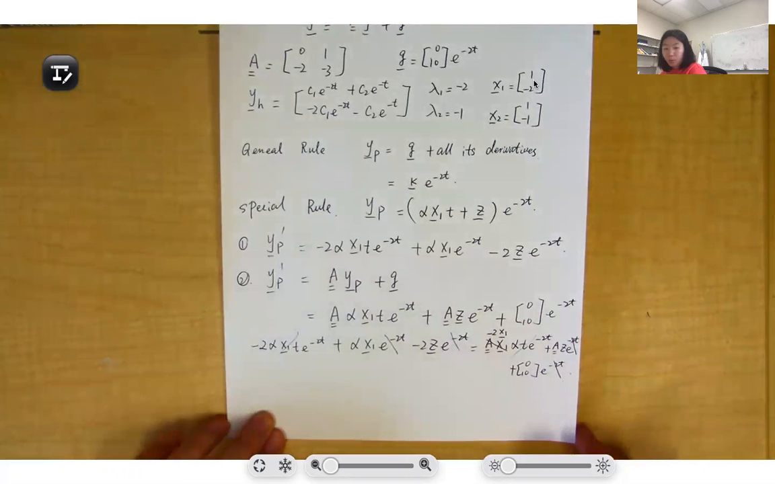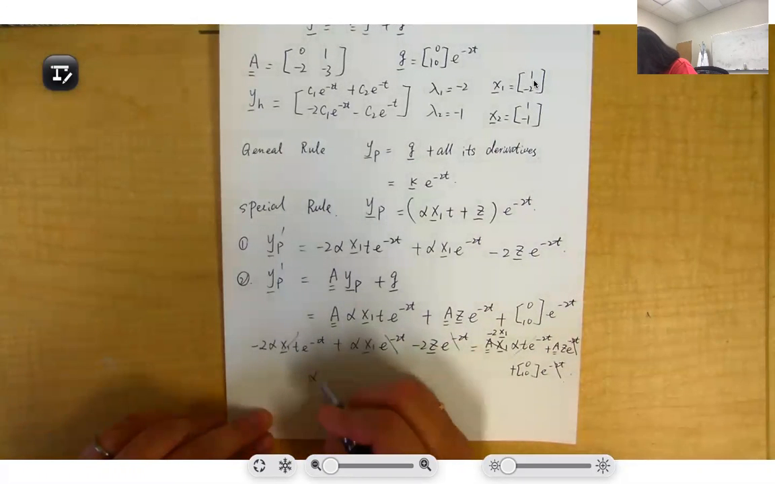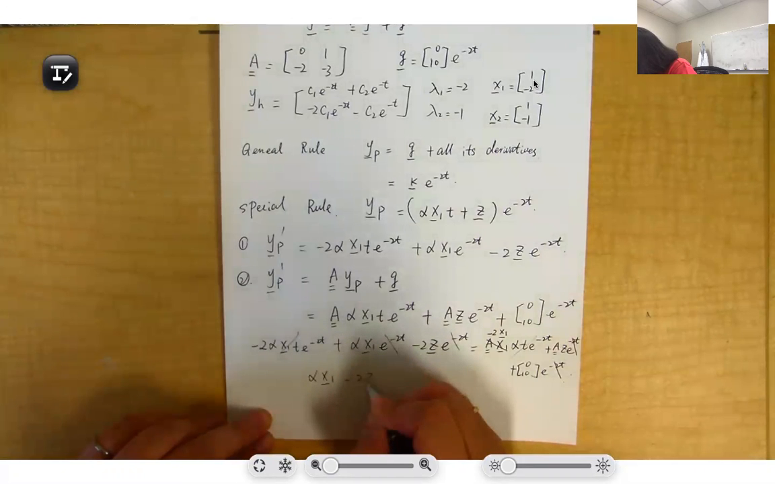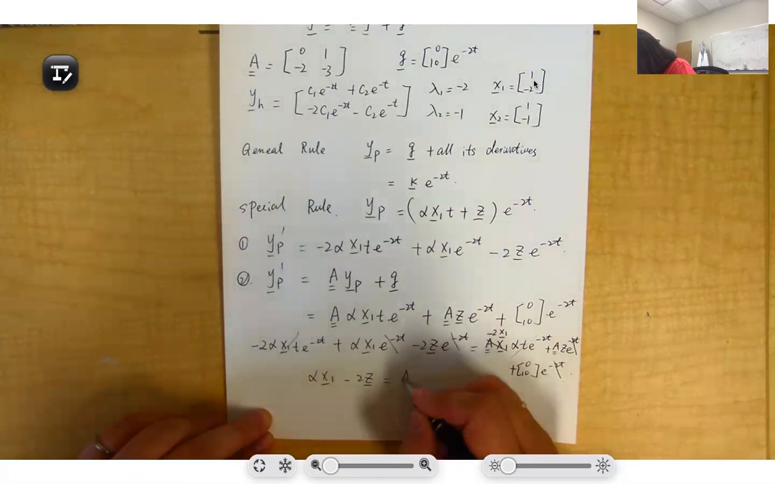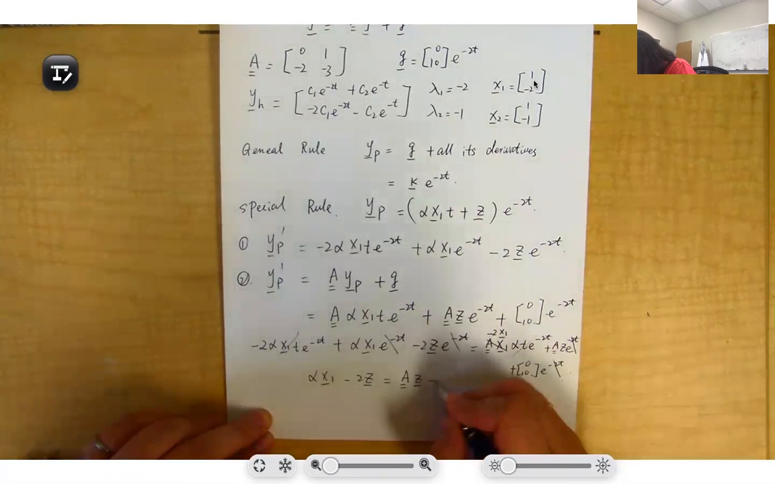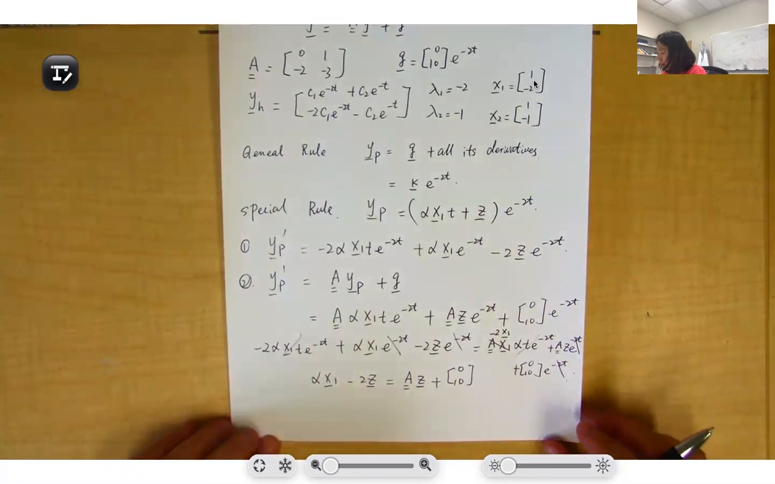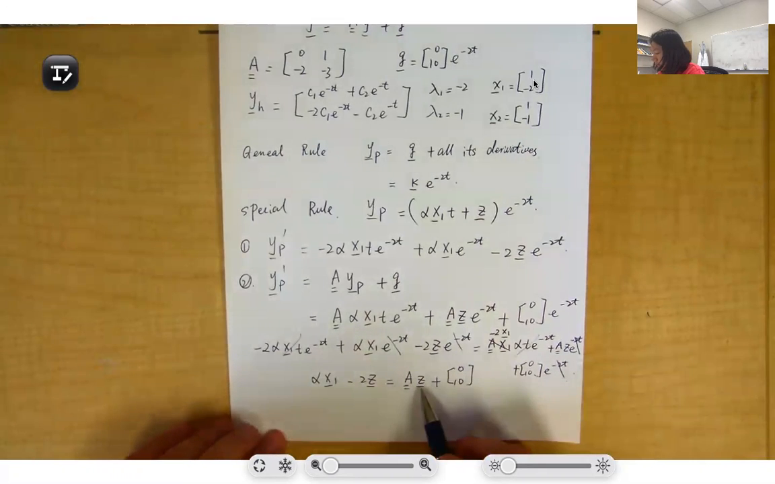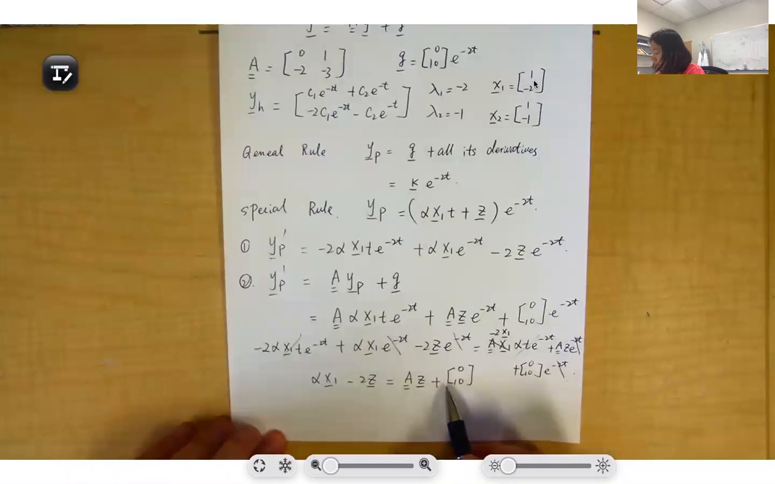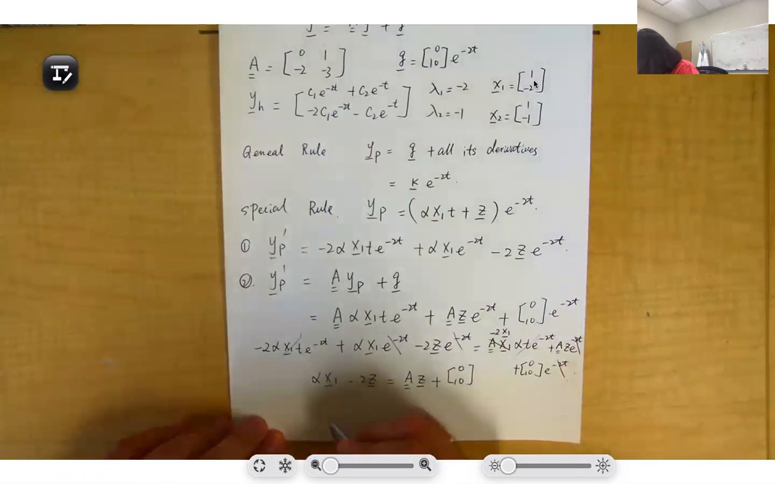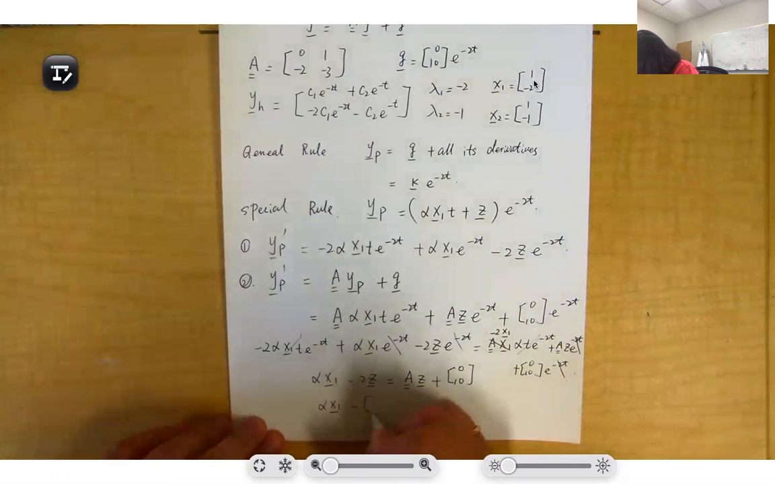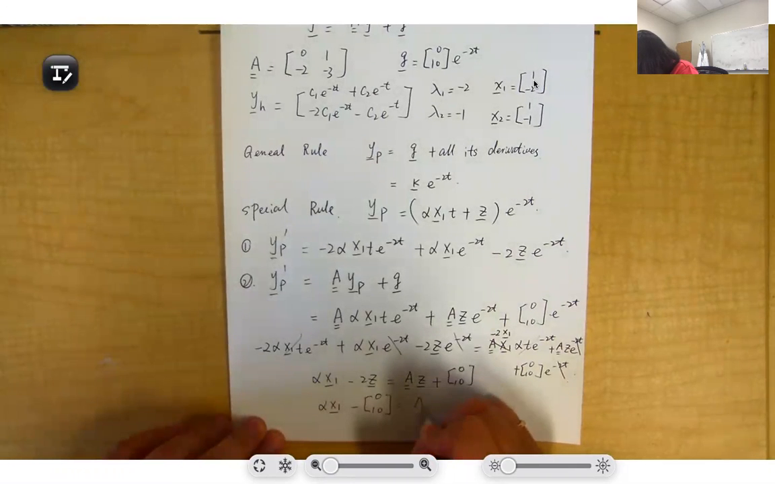Then what we are left with in this equation will be alpha x1 minus 2z equals Az plus 0, 10. Okay, so this is what we are left with. And then how to solve for alpha and z, we can just move everything with the z part to the right, and all the other parts to the left. So it's alpha x1 minus 0, 10 equals (A plus 2I) z.